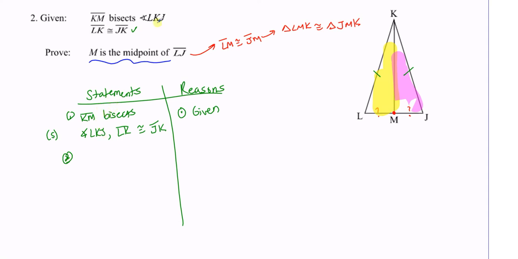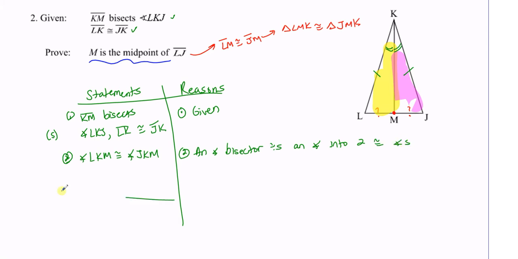Next, we'll look at the other piece of given information. In our diagram, if KM bisects angle LKJ, that means it's an angle bisector, which divides this angle into two congruent angles. So angle LKM must be congruent to angle JKM. That's because an angle bisector divides an angle into two congruent angles. This is a pair of angles in the two triangles we're looking to prove are congruent.